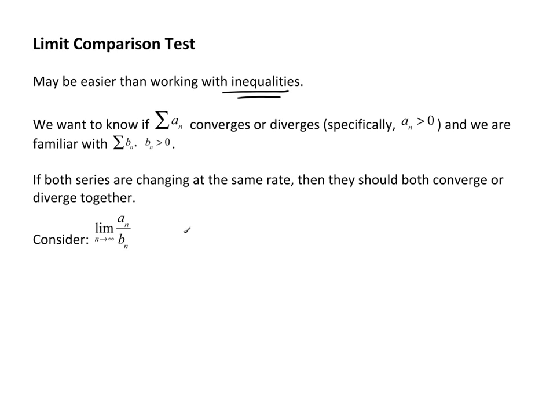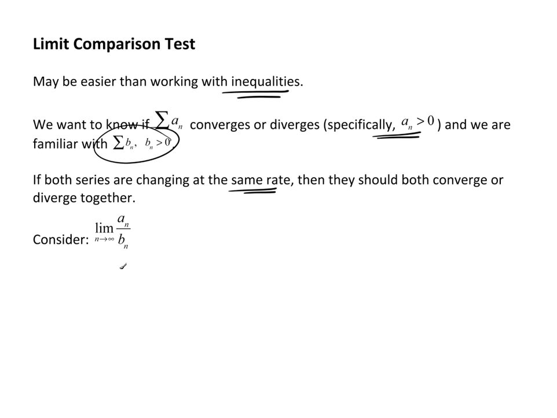So here's the idea. I want to know if An converges or diverges, and specifically all my terms are greater than 0, so I have all positive terms. And the idea again is that I'm familiar with Bn, where all the terms of Bn are also greater than 0. So in other words, I know if Bn converges or diverges. I know what's going on there. Now, if both series are changing at the same rate, then they're going to both either converge or diverge together.